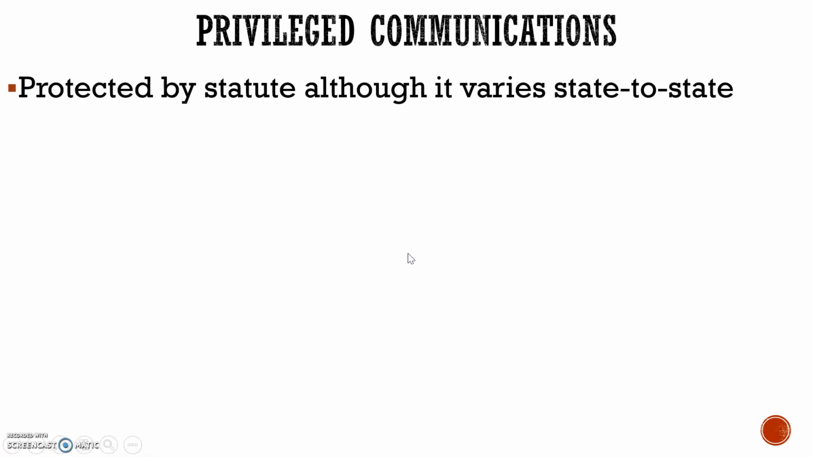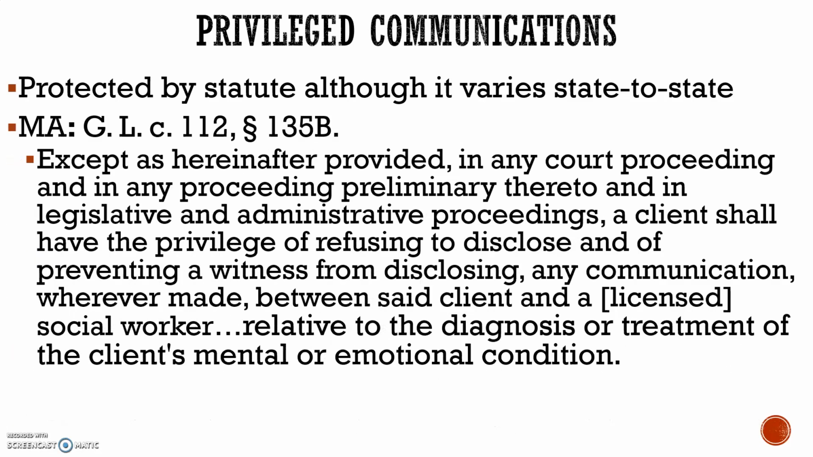The thing about this is a couple things. One, these are protected by statute. So this is the law, right? It varies state to state, but what we'll focus on here is that there are protections in every single state. There are some differences in each one. Here, though, let's just look at Massachusetts. Here's the Mass General Laws, and this is the actual law there. The really important thing here is that in any court proceedings, preliminary ones too, the client has the privilege of refusing to disclose or preventing witnesses from disclosing any communications, however made or wherever made, between the client and their licensed social worker.